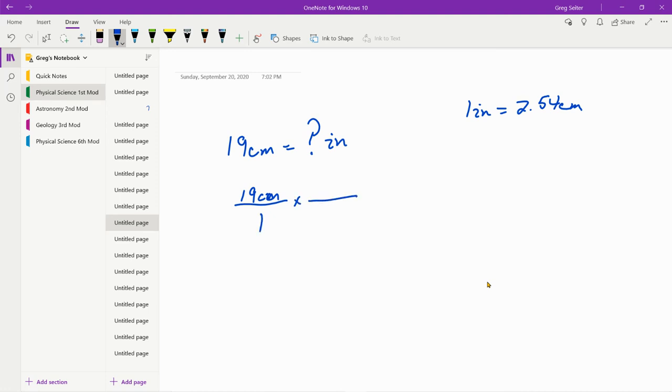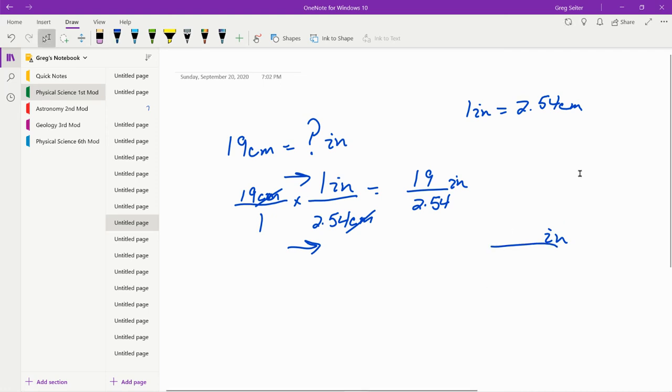Okay. So 2.54 centimeters, 1 inch. We're going to cancel out our units. We're going to multiply straight across. This will end up being 19 over 2.54, 19 inches. Okay, and you're just going to divide that out, and that'll give you your answer in inches. Okay. Boom. All right, let's look at the next one.